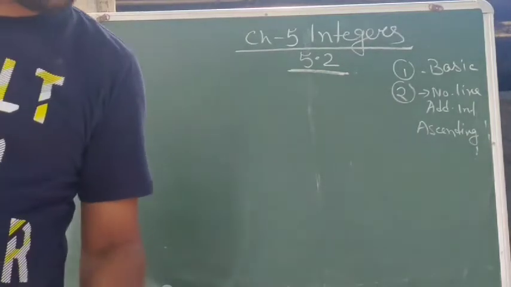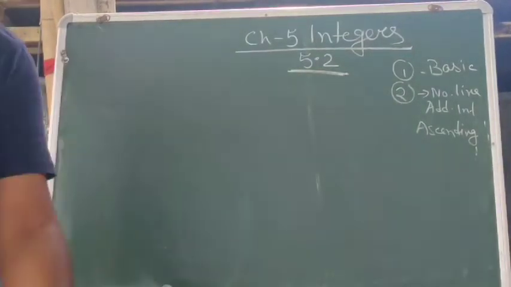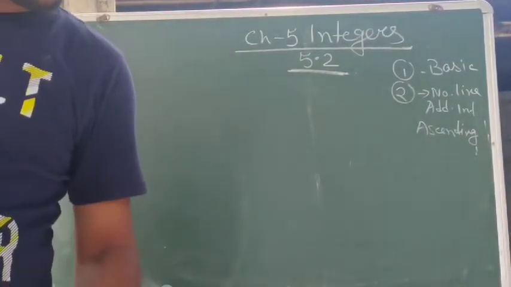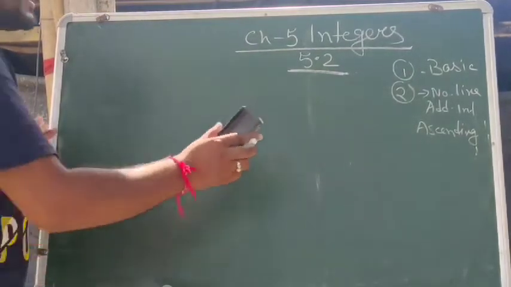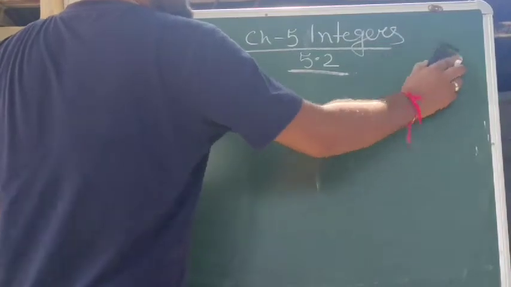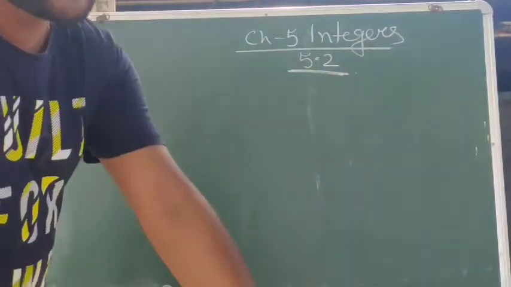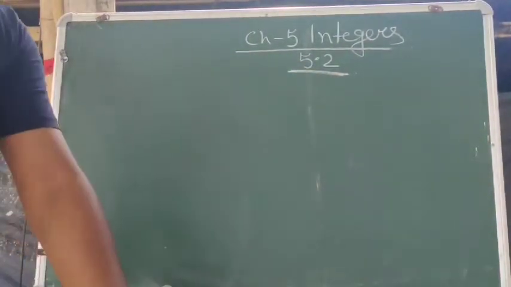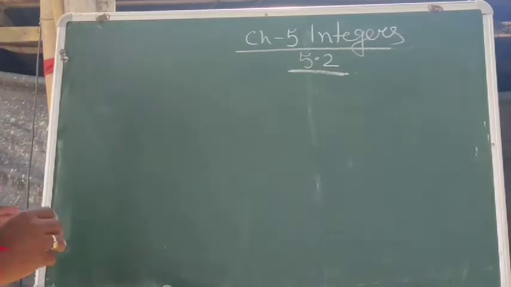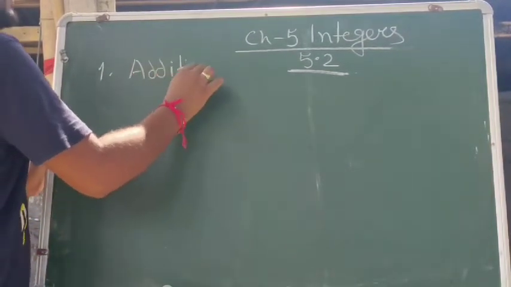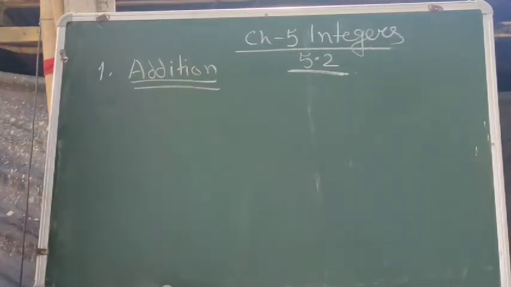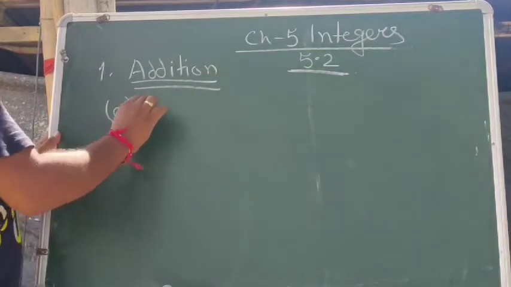So now let us start with exercise 5.2, where we will learn addition, subtraction, multiplication, division, everything. So first of all, let us start with addition of integers. Number one, addition of integers. I have already explained addition of integers in the class. So let us start with some questions now.